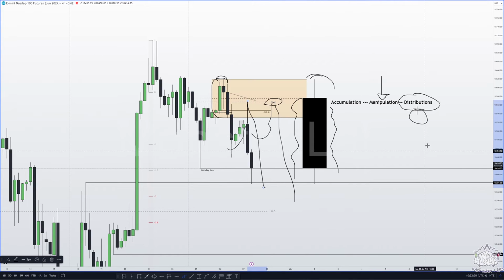Opening and PDRA. It's no only fair value gap. It's every PDRA in the opening with this narrative. Identify your power of 3, your present power of 3 in development, and anticipate the distributions or the change from manipulation to distributions.